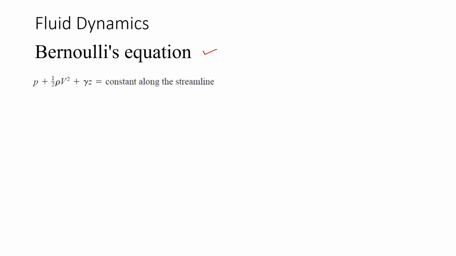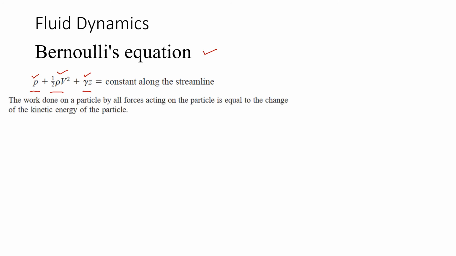So this is the Bernoulli equation that we derived along the streamline, and it is constant along the streamline, and it is equal to the pressure energy, the kinetic energy, and the potential energy. So any change in these two energies will result in a change in velocity or the kinetic energy of any fluid, and this is what the Bernoulli equation deals with. And as you can say, the work done on a particle by all forces acting on the particle is equal to the change of kinetic energy of the particle.